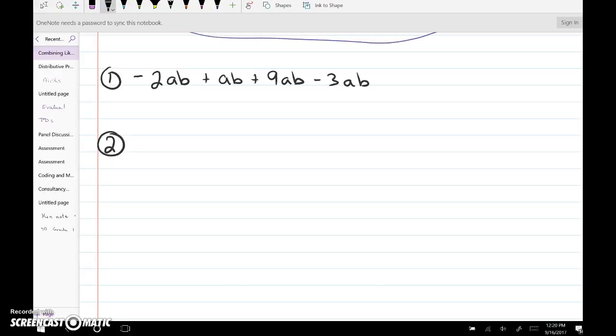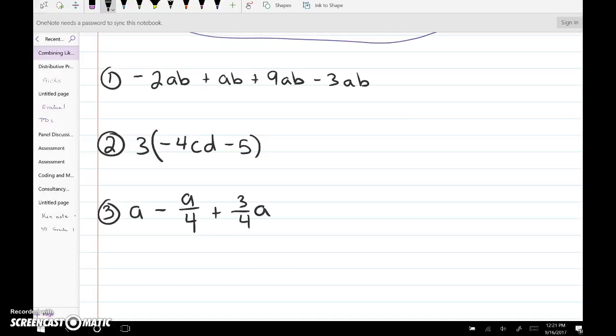Number 2 will be 3 times negative 4 cd minus 5. And finally, number 3 will be a minus a to the over 4 plus 3/4 a. Last one's a little tricky. Here's a hint. This a only has an exponent of 1, and this a has an exponent of 1, and this a has an exponent of 1. Are they like terms? We'll find out when we go over this.